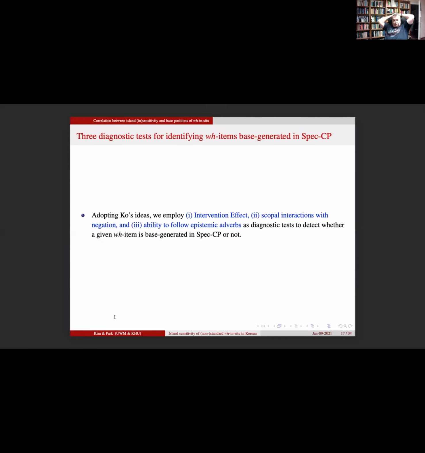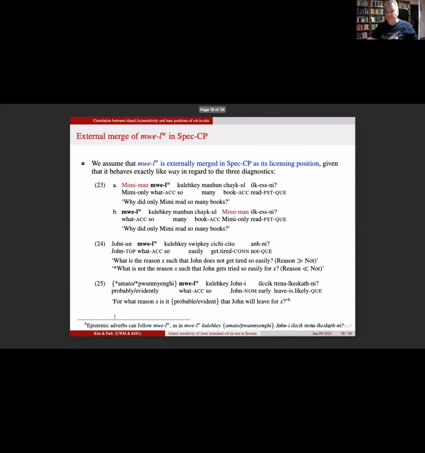In this study, adapting Ko's ideas, we employ the intervention effect, scopal interactions with negation, and the inability to follow epistemic adverbs as diagnostic tests to detect whether a given WH adjunct is base-generated in Spec CP or not. As for non-standard 뭘, we assume that it is base-generated in Spec CP as its licensing position, given that it behaves exactly like 왜 with respect to the three diagnostics.